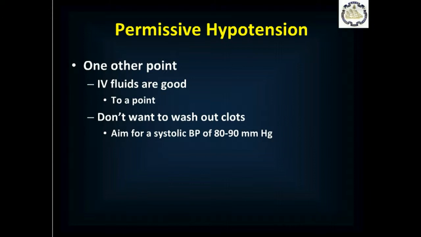If they have head injuries, we go a little bit higher, 90 to 100, because we want to keep good blood flow to the brain. But generally speaking, we're aiming in our trauma patients for systolic blood pressures of 80 to 90. That should be your goal for fluid resuscitation.